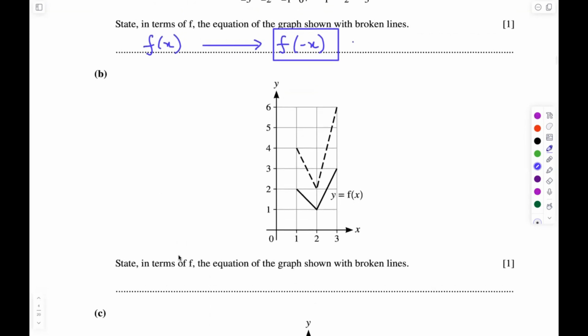In part B, we again have to state the equation of the graph with the broken lines. In this case, we can see that the x values have remained the same, but the y values have doubled. This value has gone from 2 to 4. The point at y equals 1 is now at 2, and the point at y equals 3 is now at 6, and the x values have remained the same. It means there has been no other transformation other than a stretch, with a scale factor of 2. So the whole function multiplies by 2. So this will be 2 into f of x.